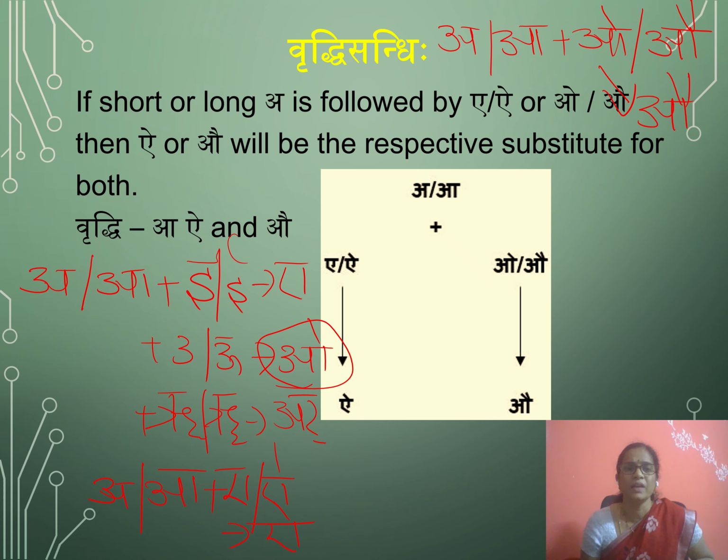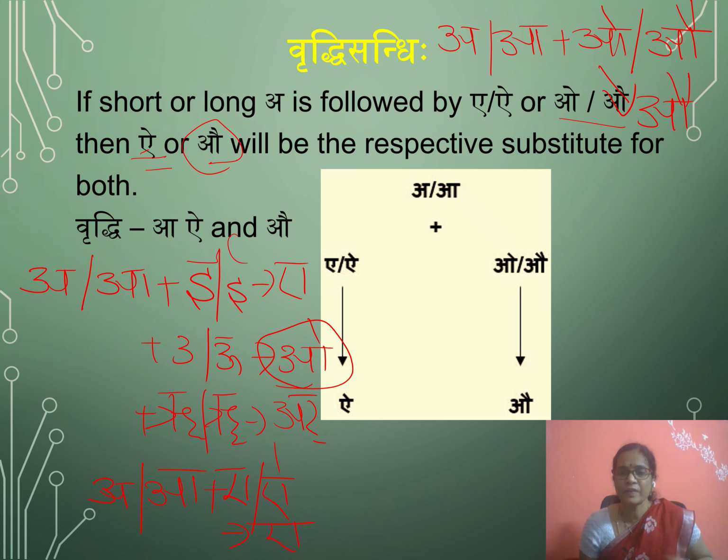That means if short or long A is followed by A or I or O or Au, then I, Au will be the respective substitute for both. That means the long or short A is followed by A or I, then you will get I only. If the long or the short A is followed by O or Au, then you will get Au. Then that is called Vriddhi Sandhi.